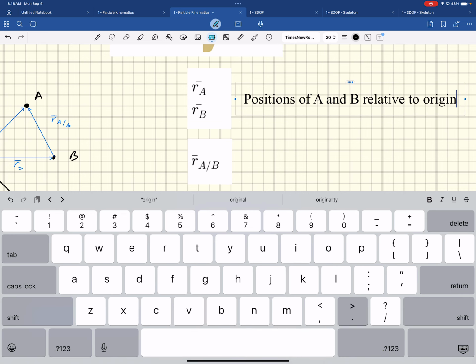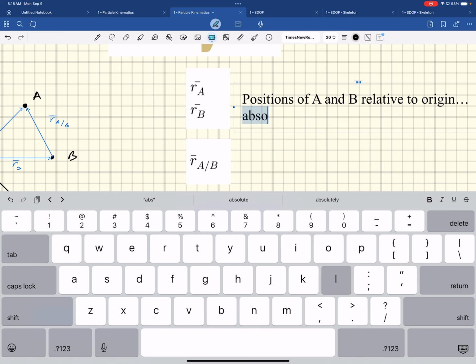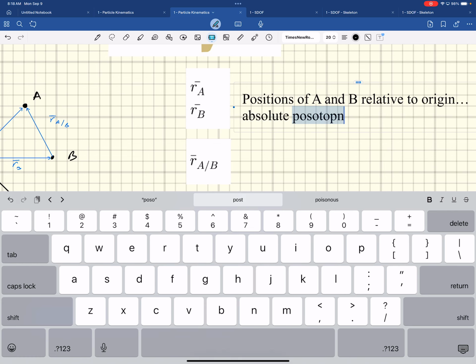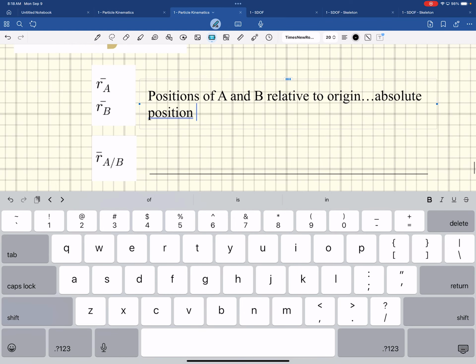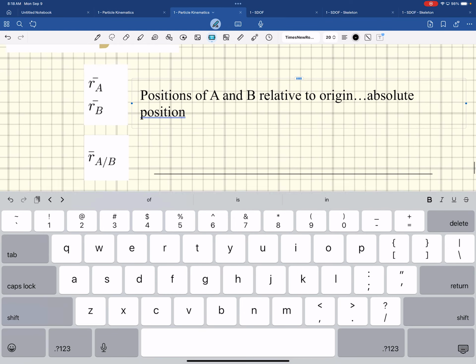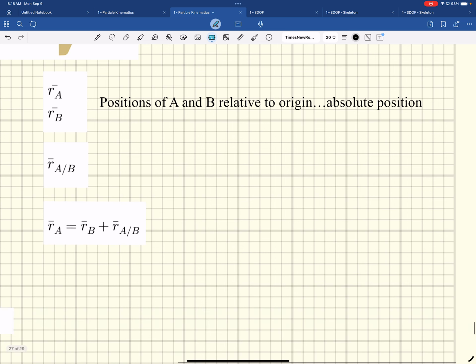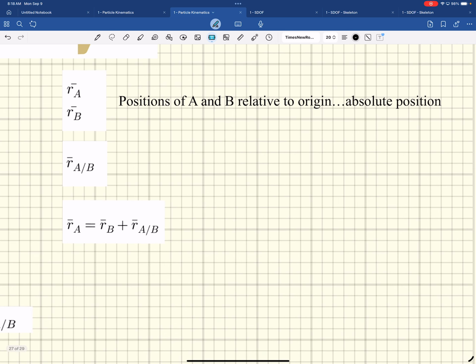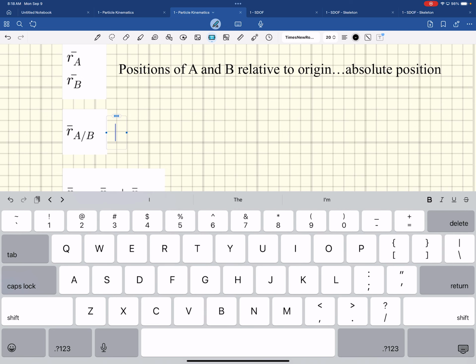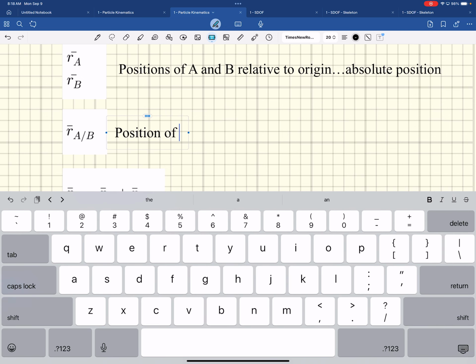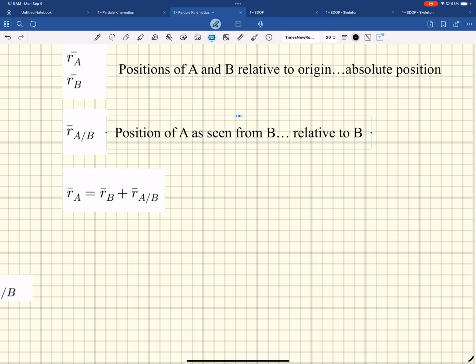Sometimes that's called the absolute position. The absolute positions are RA and RB. And then this one here, I call the position of A as seen from B, or relative to B. You can say it either way.